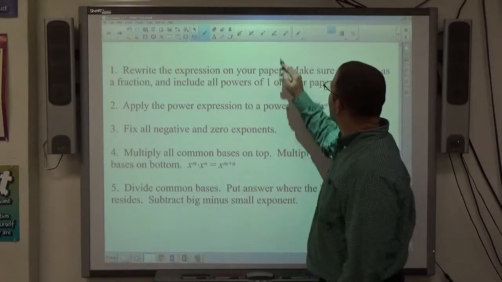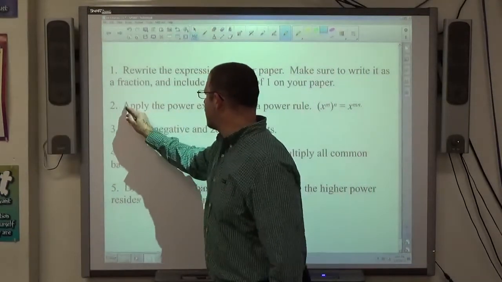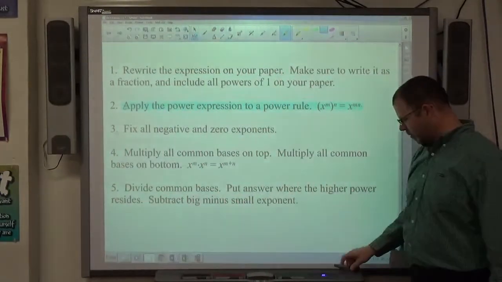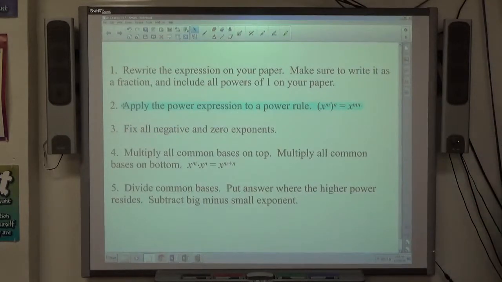And let me focus right now on rule 2, because this is the new thing. This is what we've never done before. Okay, step 1, write the problem on your paper. Put 1 powers anywhere there is no power written.